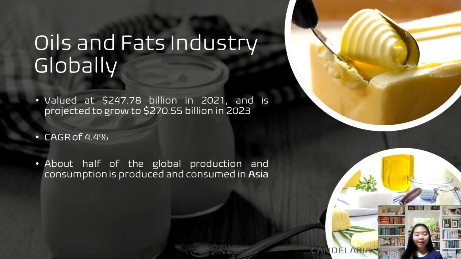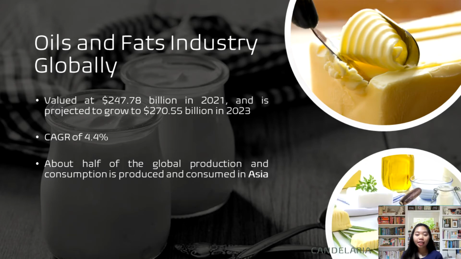On the global perspective, the oils and fat industry is a booming industry. It is currently valued at $247.78 billion in 2021 and is expected to grow to $270.55 billion in 2023. It currently has a compound annual growth rate or CAGR of 4.4%.